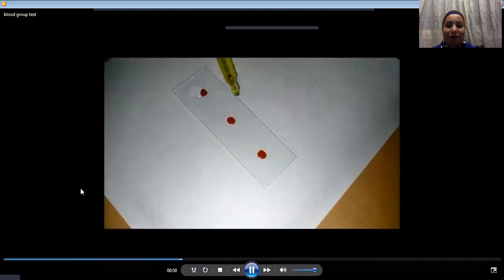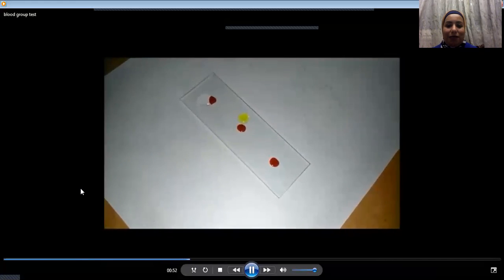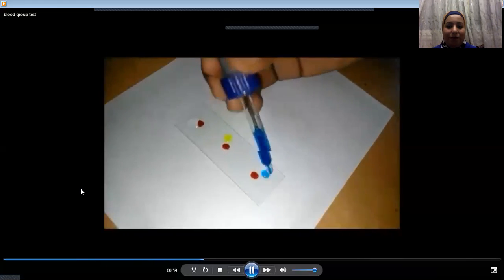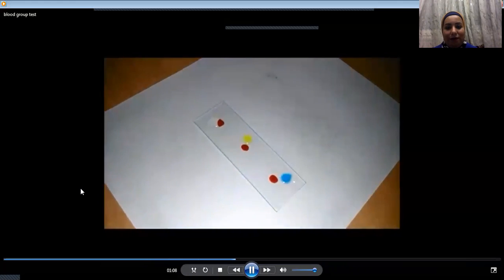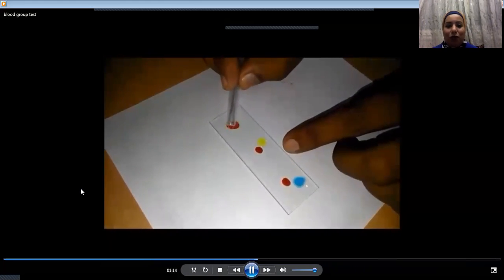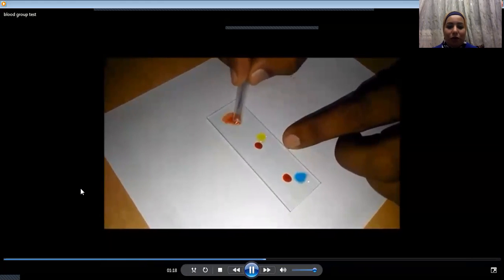Please focus. In the first, we will use anti-D, anti-A, anti-B. Anti-D is related to RH. The anti-D is being put. Now, 1 drop of anti-B is being put in the center. It's anti-B. And now, the blue color is anti-A. And with the corner of the slide, we will just mix. We'll mix this substance with your blood to know if your blood coagulated with it or not.